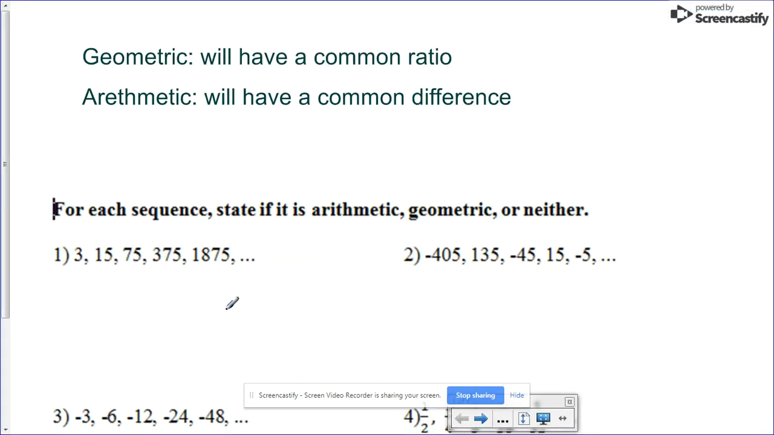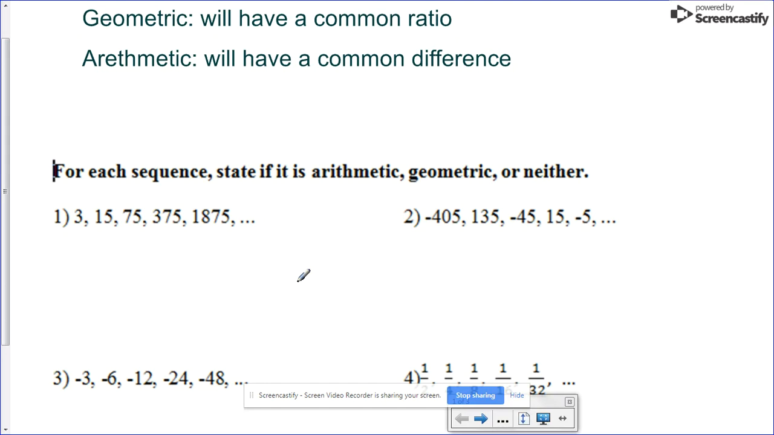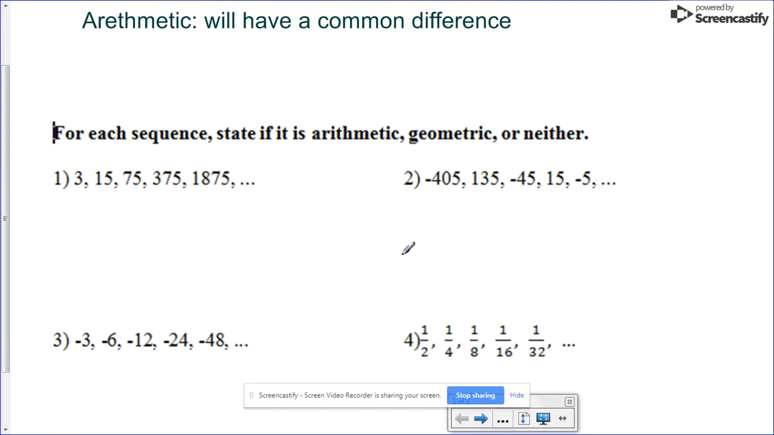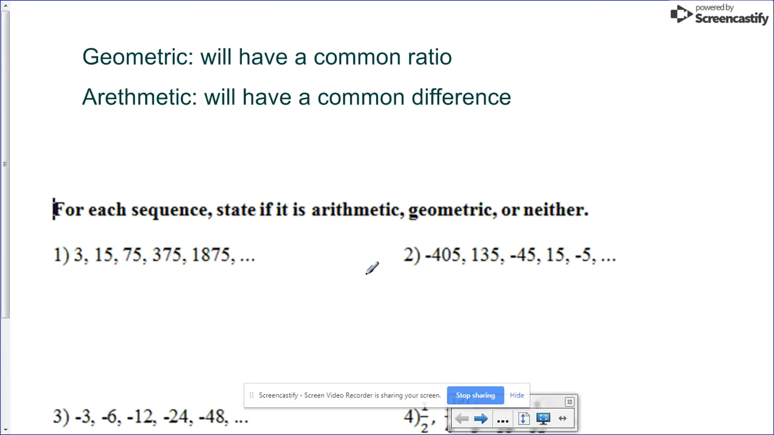Hey guys, so today we're going to talk about geometric and arithmetic sequences, and the first step is figuring out how to tell the difference between the two. So this is what you see on your page. I wrote at the top, a geometric sequence is going to have a common ratio.